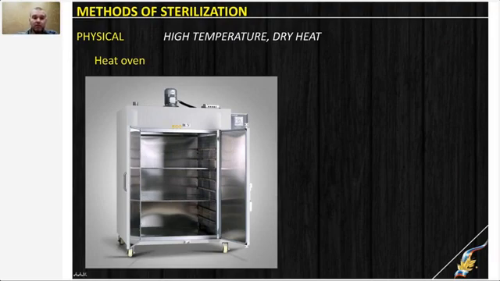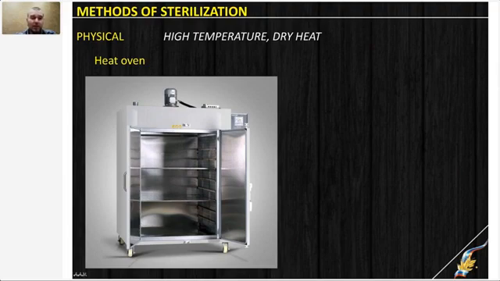So now we'll talk about some methods which are available in routine practice, and they all are known for you, and you will see it in our laboratories, and those techniques are used in laboratories and hospital and medical settings. First one, again, we're still talking about physical methods with the use of high temperature and dry heat is used. It is heat oven or hot air oven. Different names can be applied for the technique.